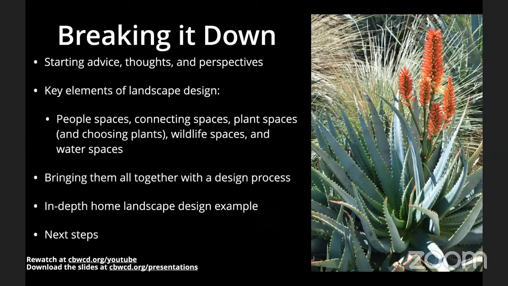And then we'll break down the key elements of landscape design for residential spaces. We'll talk about spaces for people, spaces that connect the different parts of your landscape or with the house in the landscape. We'll talk about spaces for plants and choosing plants, spaces for wildlife, and spaces for water. And in reality, those are not distinct things. In most residential landscapes, we don't have the room to have all of those completely separate, nor would we want to. Part of the interesting part of design is assembling all of those, so spaces will end up doing multiple things and connect really gracefully.